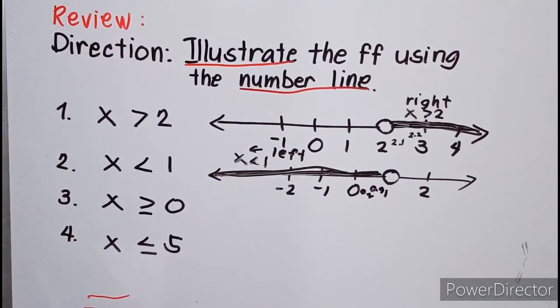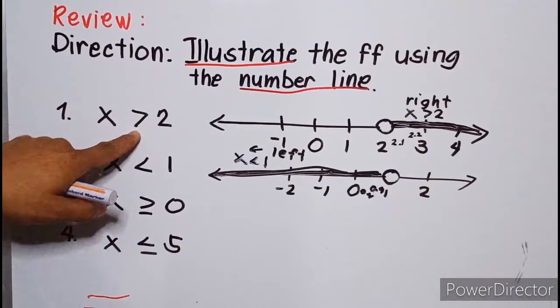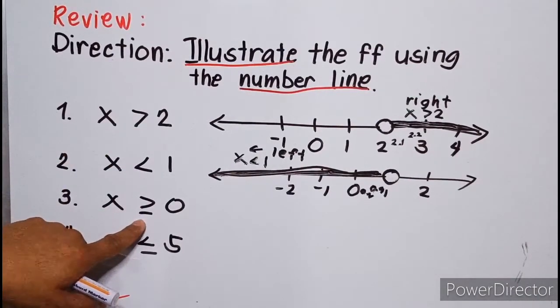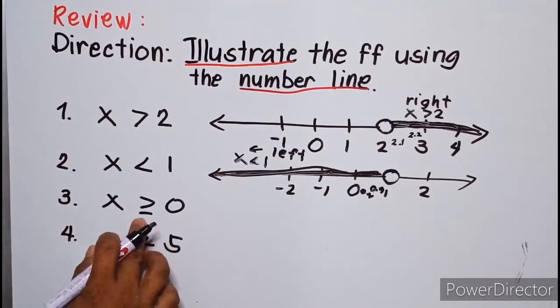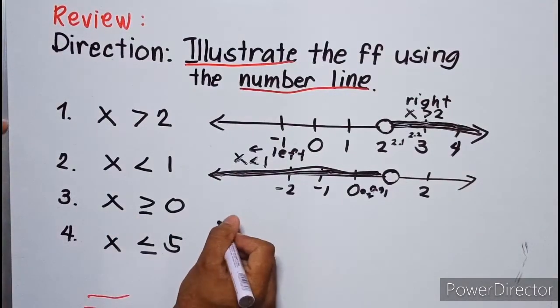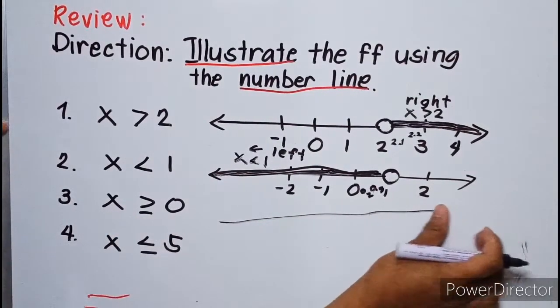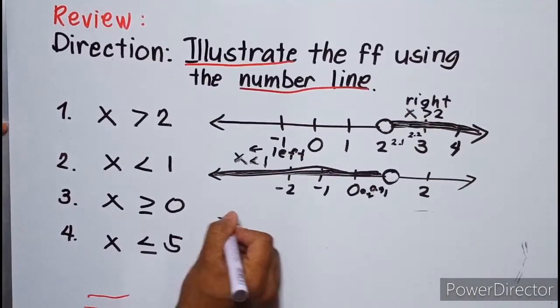Now, what is the difference of our number 1 to number 3? Greater than for number 1, and for number 3 is greater than or equal to. So, kapag greater than or equal, x is greater than or equal to 0. So, let's have our illustration.